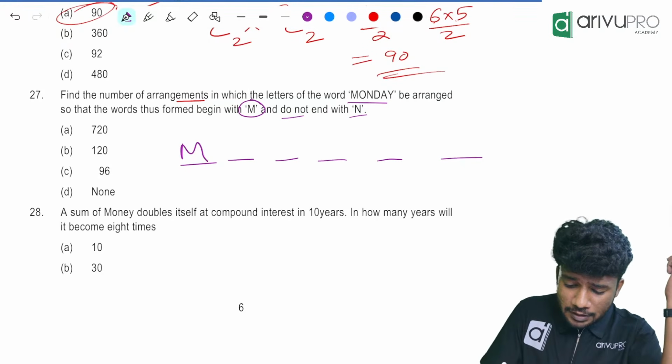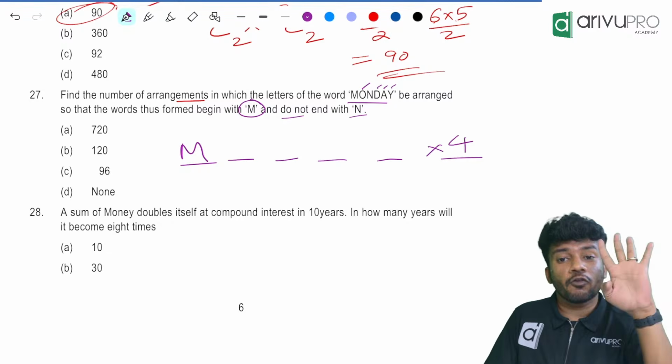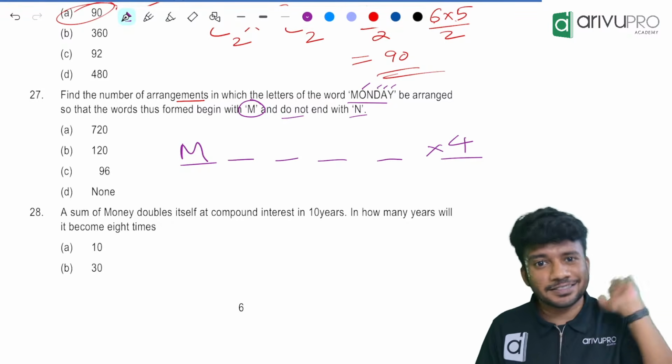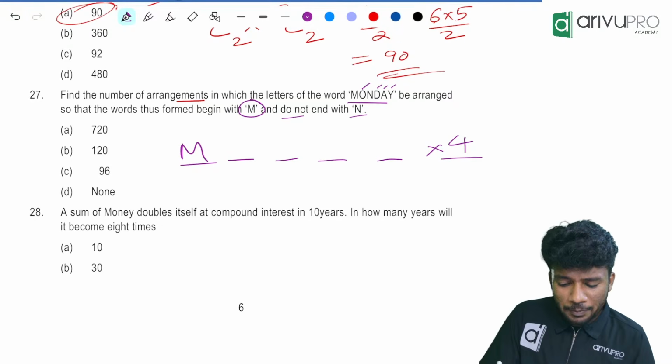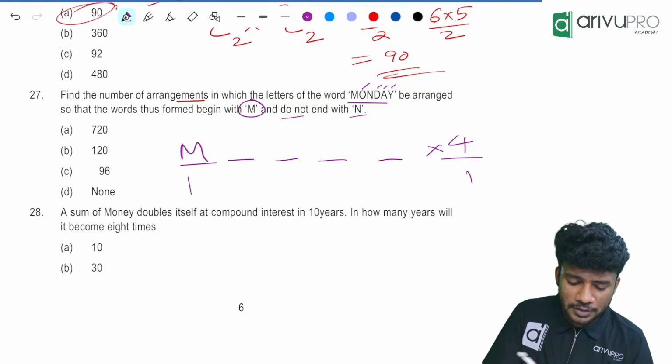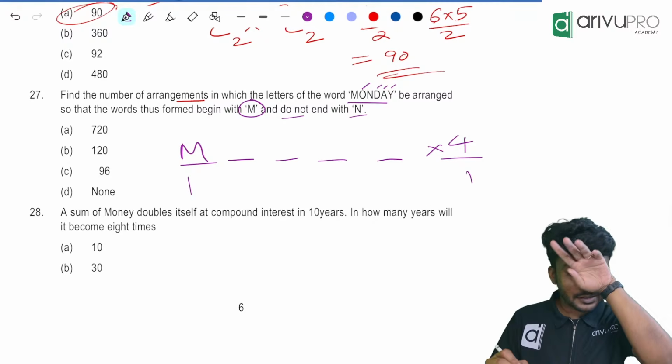How many other letters are there? O is there, D is there, A is there, Y is there. So how many people can sit? 4 people can sit. Any of the 4 can sit in that place. Then one person already sat here also. How many more letters are there?